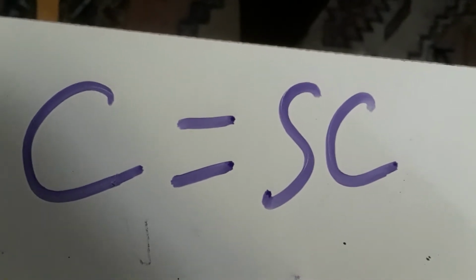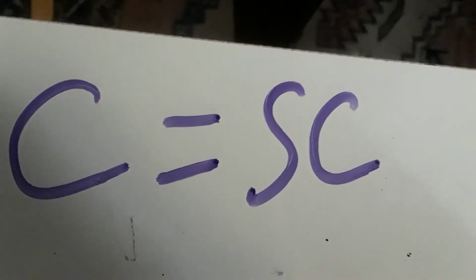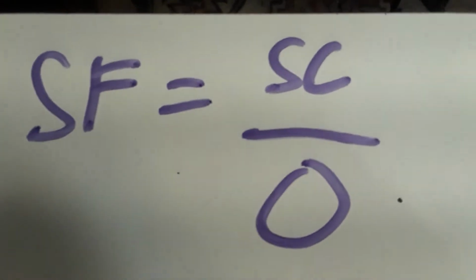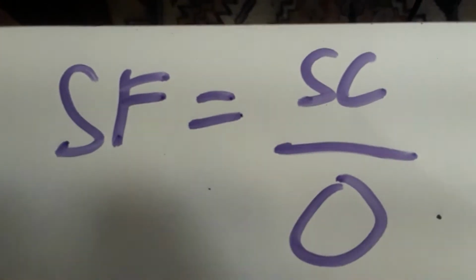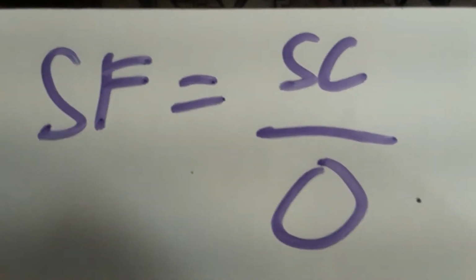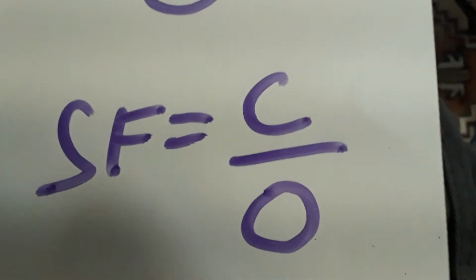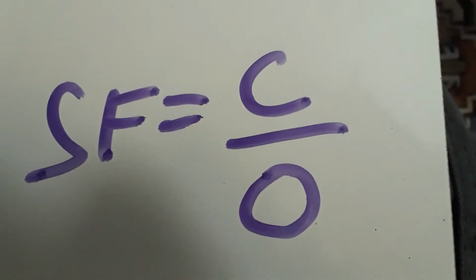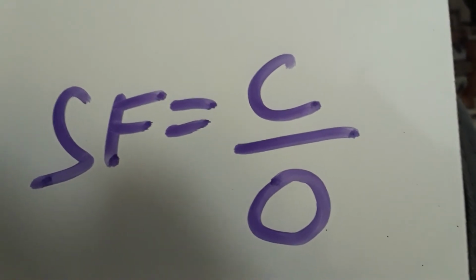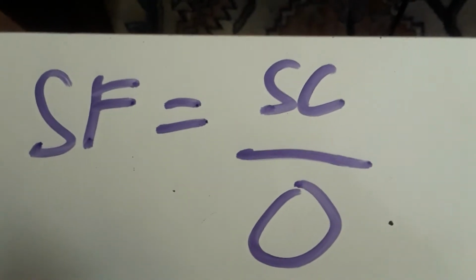This package calls the scale diagram a copy. So instead of using SC for scale diagram, they use C for copy. So in fact, the formula that I gave you in an earlier video, scale factor equals scale diagram over original, becomes scale factor equals copy over original. It's the same thing. It's just using C for copy instead of SC for scale diagram.